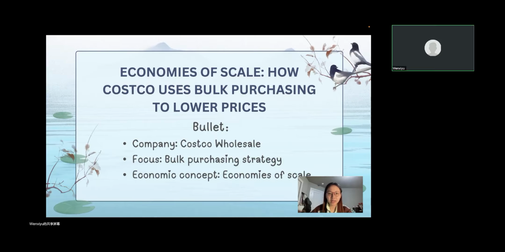My company is Costco Wholesale. The focus of this lesson is Costco's bulk purchasing strategy, and the economic concept I chose is economies of scale.